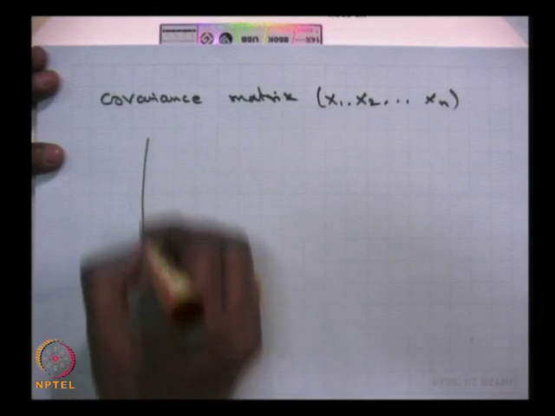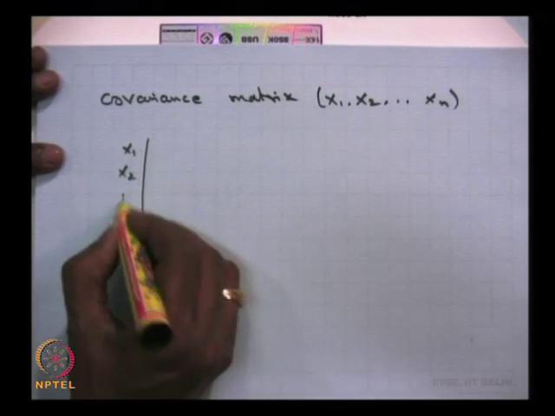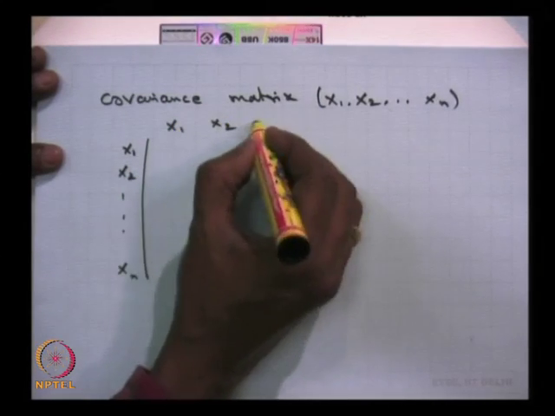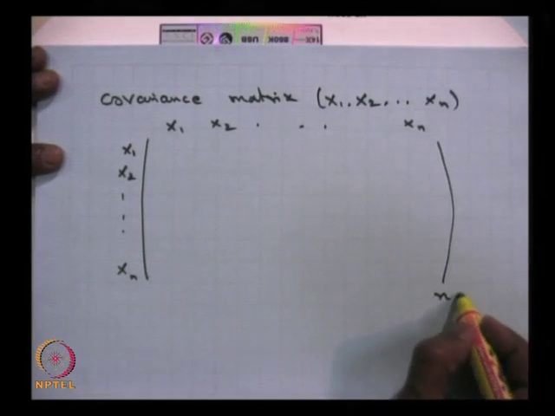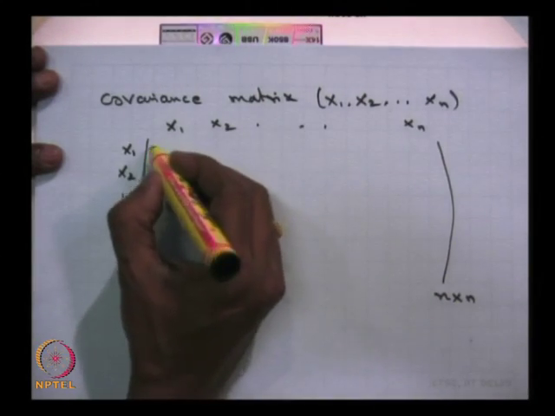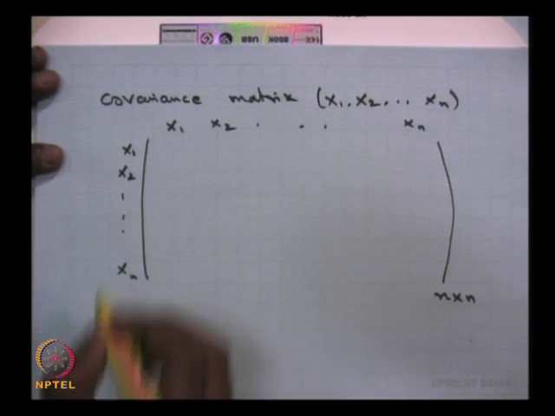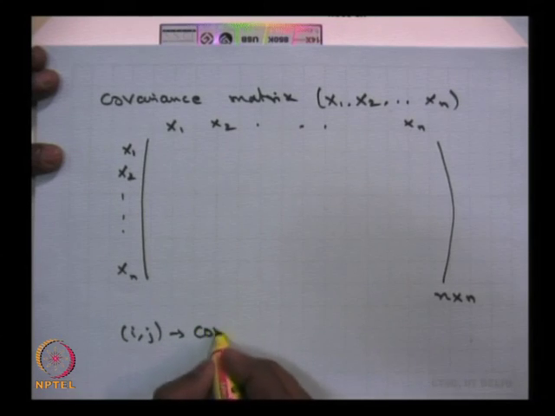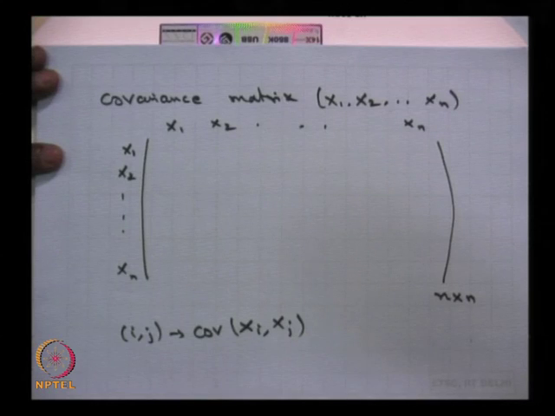as follows. You make a row with x1 to xn, and a column also with x1 to xn. Now we can fill this up. This is going to be an n cross n matrix in which each entry is going to be a covariance. So the matrix entry (i, j) is nothing but the covariance of the random variable xi with xj.